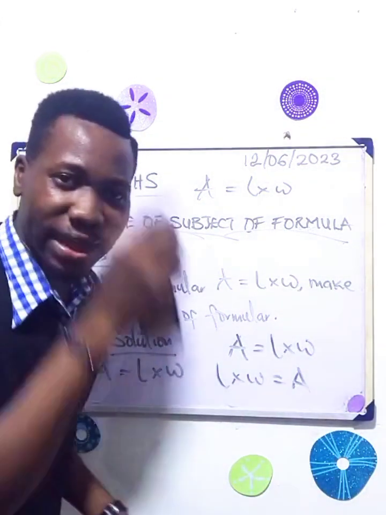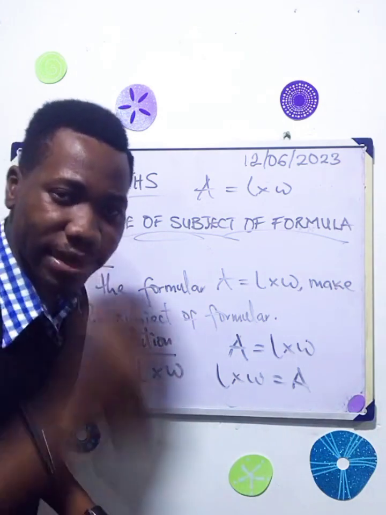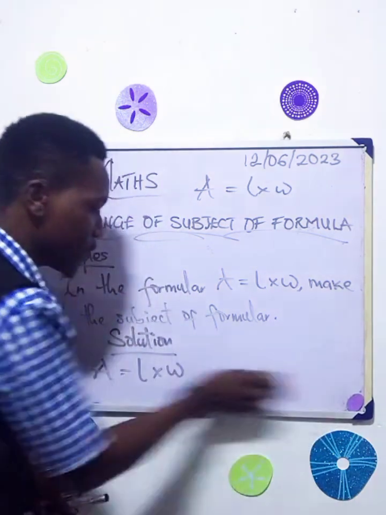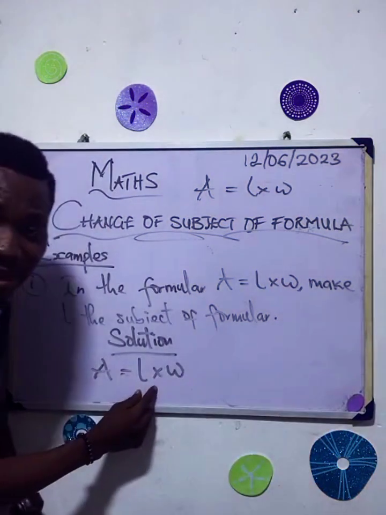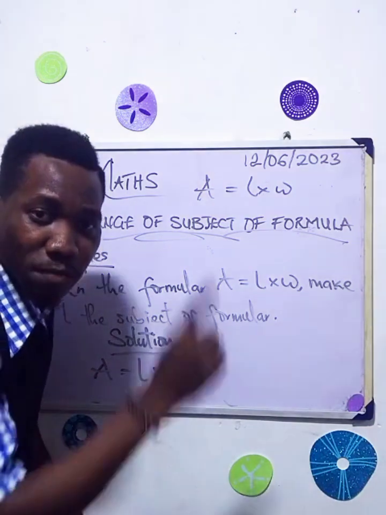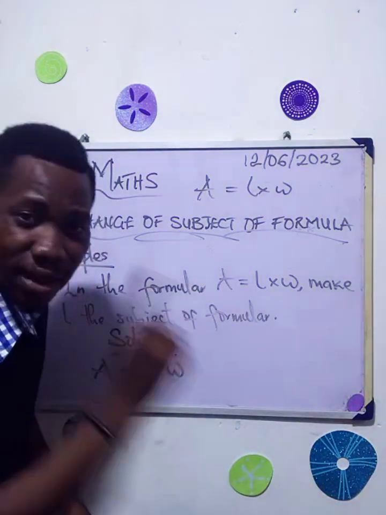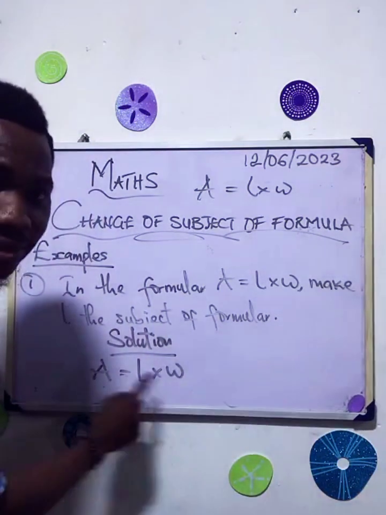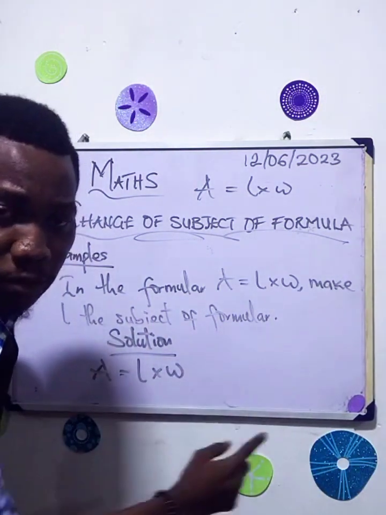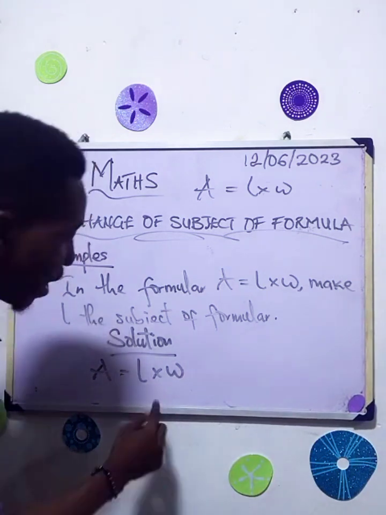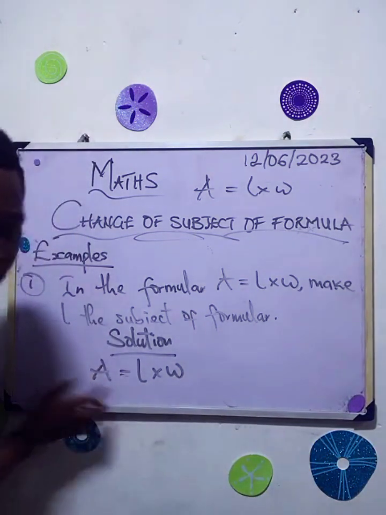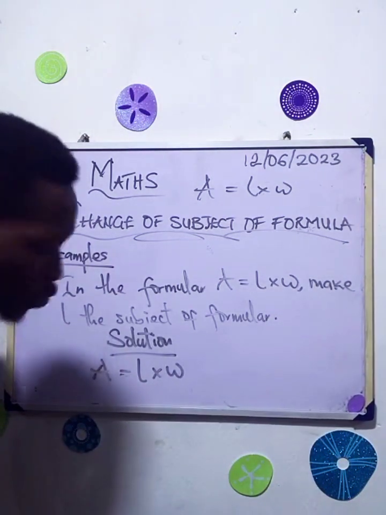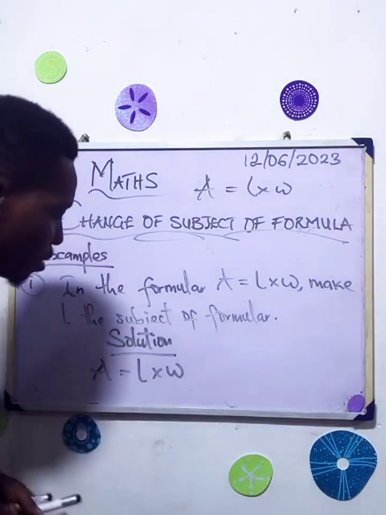But what you must know is that it has to be alone, on whatever side you choose it to be, either the left hand side or the right hand side. So in this case, we want our L to be alone because we want to make L the subject of the formula. But what we have here, we see L times W, and we have A here. So we need just L on this side of the equation. Now, how do we go about doing that?